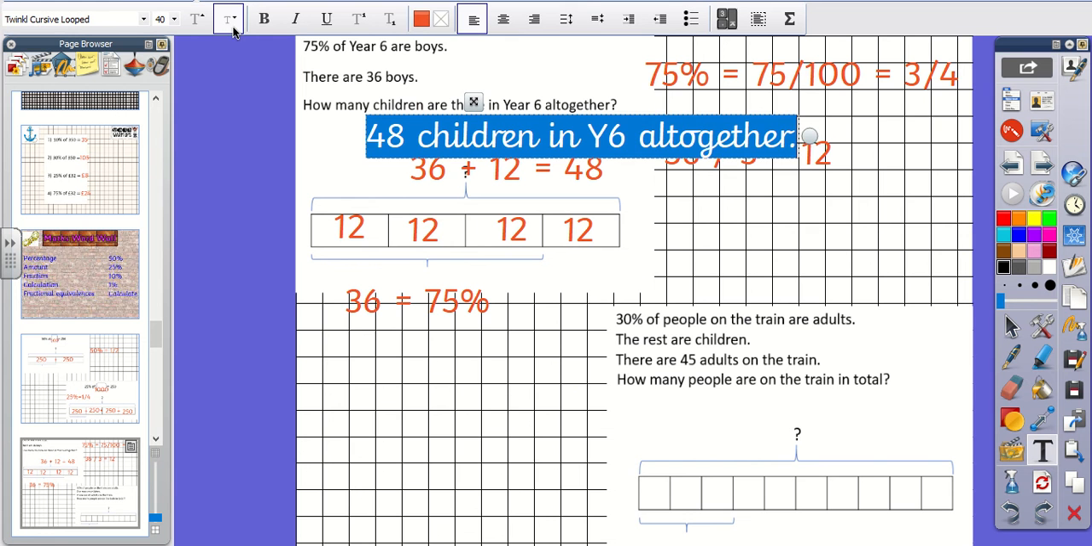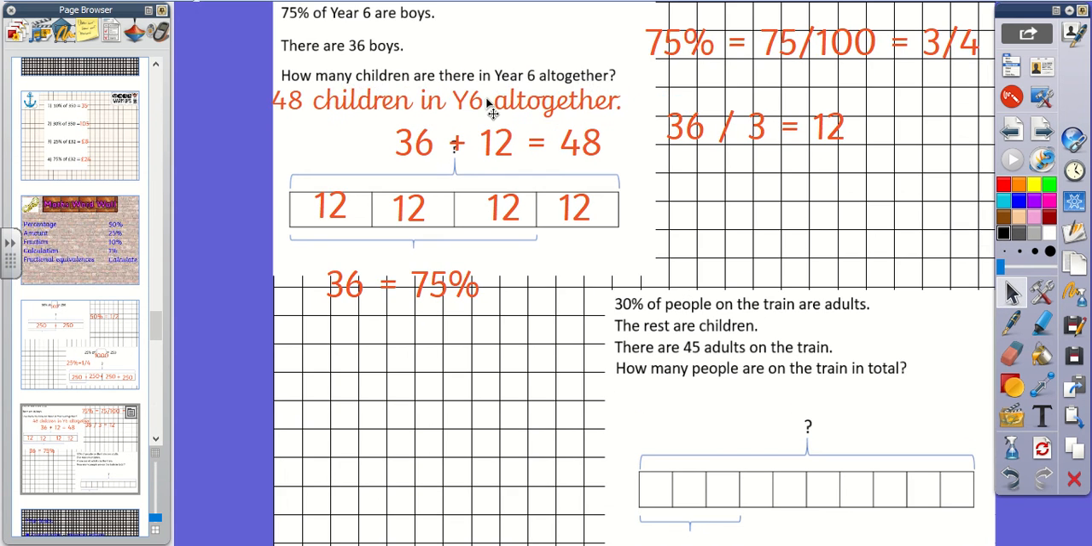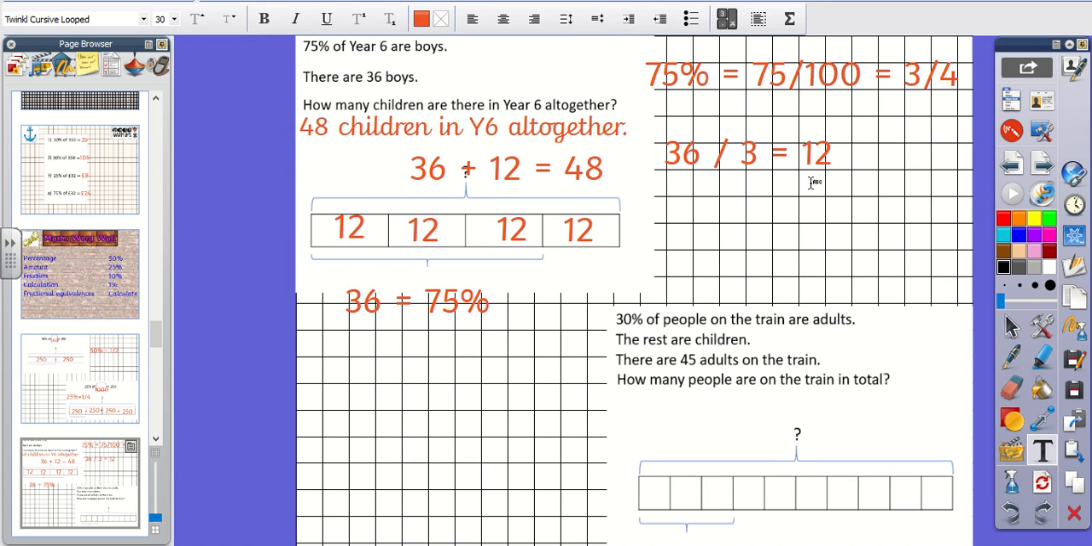Okay, so that one was a bit more tricky because we had more working out to do. We had lots of different steps, but the steps are all there, so if you have a question like this today, come back onto it. Next question then. 30% of people on the train are adults. So straight away, 30% equals 30 out of 100.